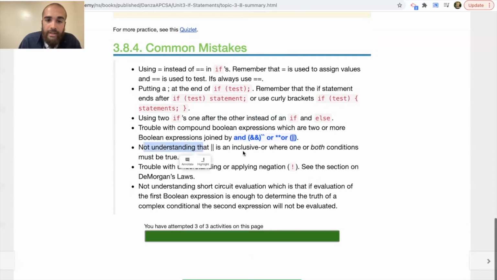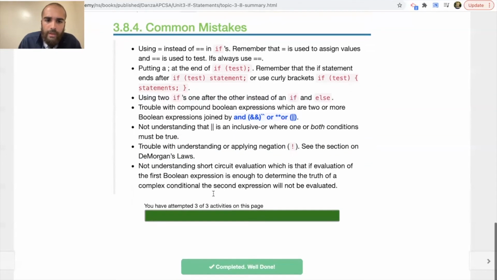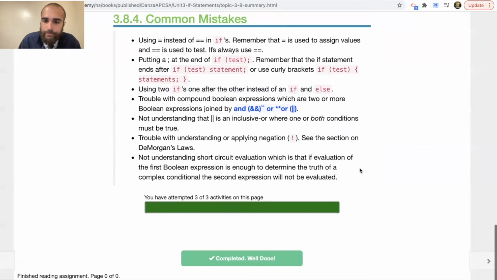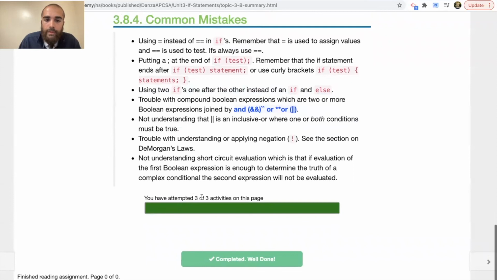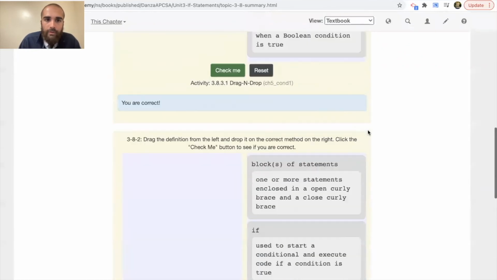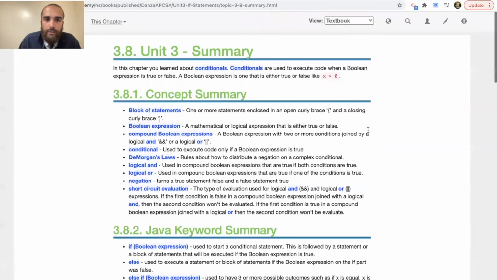Not understanding that or is inclusive or, where one or both conditions must be true. That's a common mistake. Trouble understanding and applying negation, the distribution of De Morgan's laws. We talked about that in 3.6, I believe. If you need some extra time with that, you can go back to that. And then also not understanding short circuit evaluation. It says you've attempted 3 of 3 activities on this page, completed, well done. And that's 3.8, Unit 3 summary.